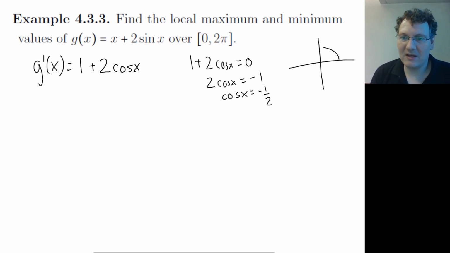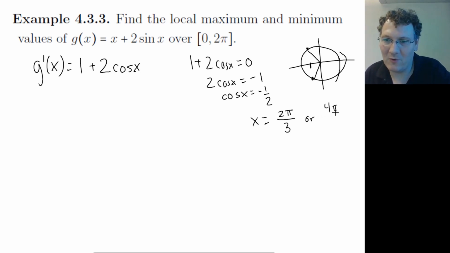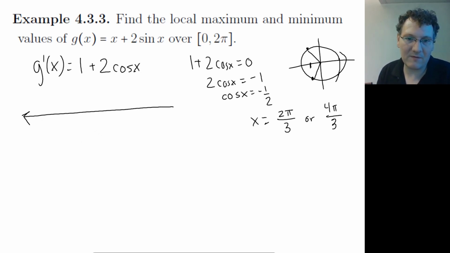On the unit circle, the cosine is going to be equal to -1/2 at 2 points. The cosine is the x-coordinate. I know my unit circle is a little sloppy, but we only care about the left-hand side of it. These are the two angles, and that's pi, that's 2/3 pi, and that's 4/3 pi. So x is going to be 2/3 times pi, or 4 pi over 3. Now let's look at the sign graph of g prime of x between 0 and 2 pi, and these two values, 2 pi over 3 and 4 pi over 3.